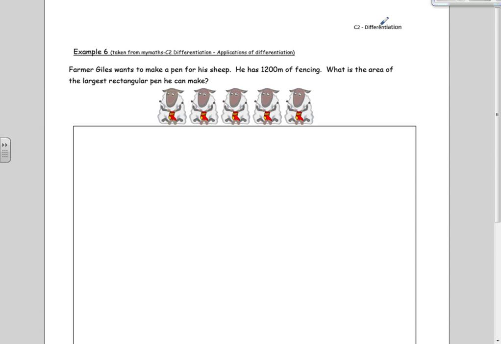C2, differentiation, example 6. So here, Farmer Giles wants to make a pen for his sheep. He has 1,200 metres of fencing and he's wanting to get the maximum area that he can out of a rectangular pen. So again, we need to start off by drawing a diagram. So it's a rectangle again, and we still have sides length x and y.